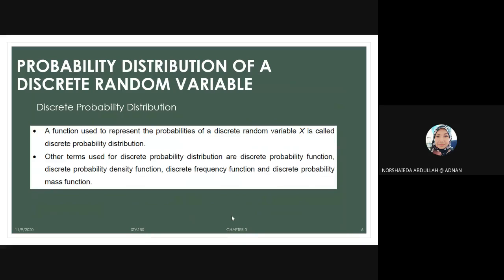Right, so for the first part of this chapter, we will discuss the discrete random variable first. A function used to represent the probabilities of a discrete random variable is called the discrete probability distribution. Other terms used for discrete probability distribution are discrete probability function, discrete probability density function, discrete frequency function, and discrete probability mass function. Ada banyak lah, kalau you refer to different books, they may use different terms.